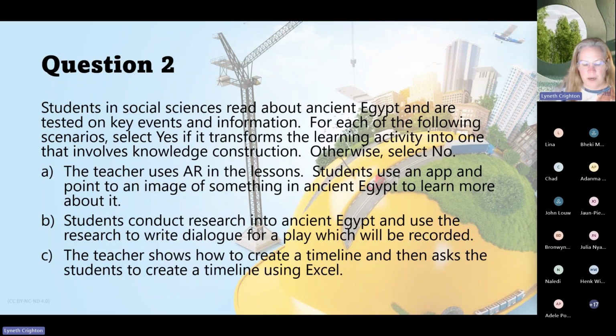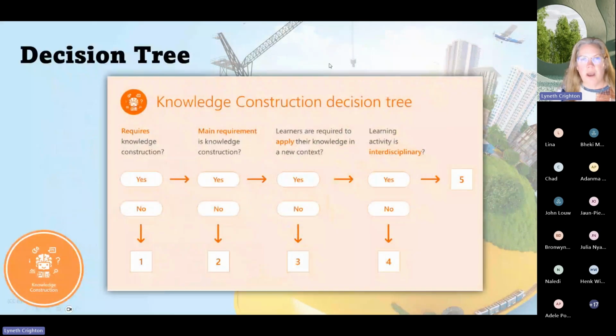It's what it is at face value. So they also have a decision tree. If you're the kind of person who prefers a graphical representation, the questions are at the top. Does it require knowledge construction? Yes, and you go to the next question on the right. And if it says no, you fall out at the bottom. Knowledge construction has a 5-level rubric. Not all of them have 5-level rubrics.